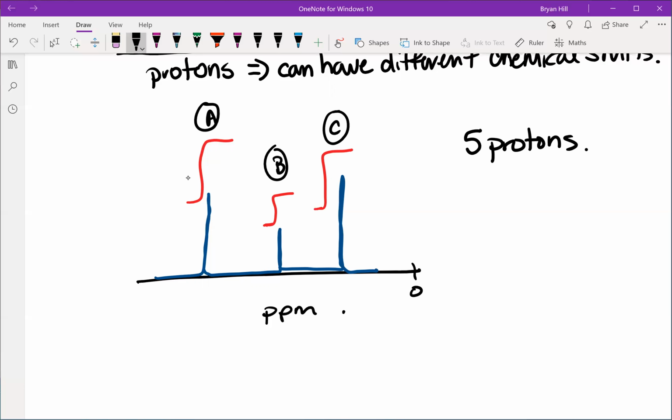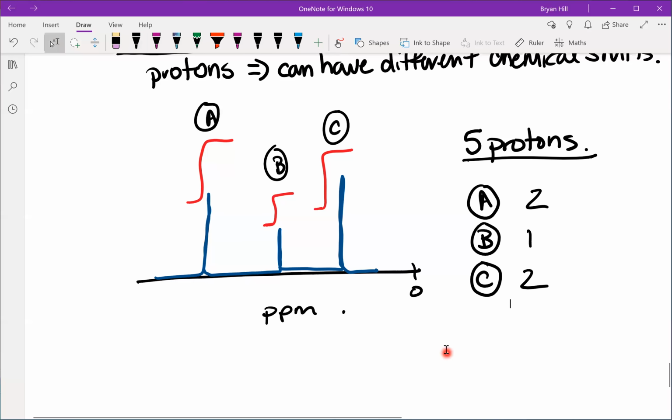The height of the integral is proportionate to the number of protons that make up that signal. So how many protons make up A, how many make up B, and how many make up C, if there are 5 in the formula? I would guess 2 for A, 1 for B, 2 for C. Yes, that's exactly correct.